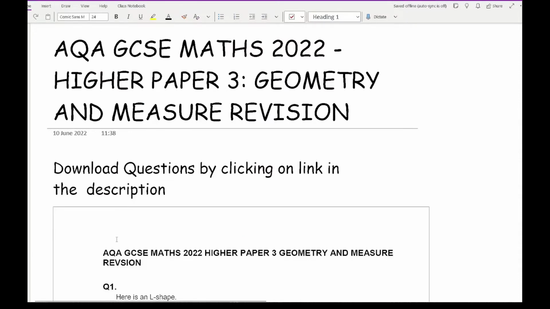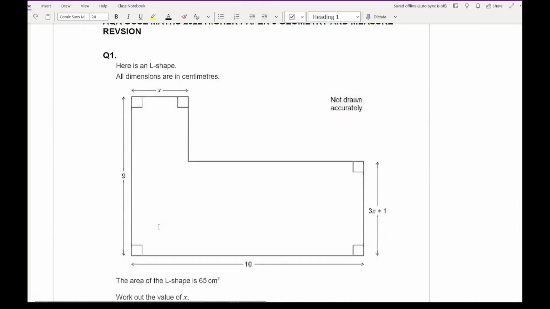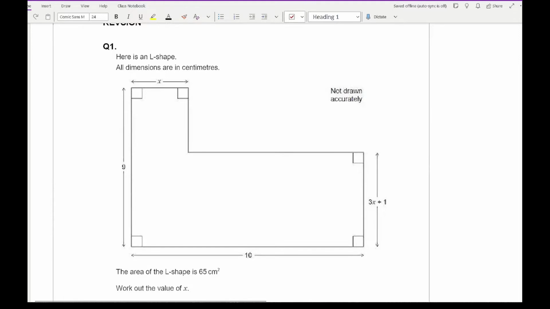So let's get started on some of these revision questions. Looking at question 1, which refers to a compound area question, it says here is an L shape, all the dimensions are in centimeters. It says that the area of the L shape is 65 centimeters squared, and we need to work out the value of x.